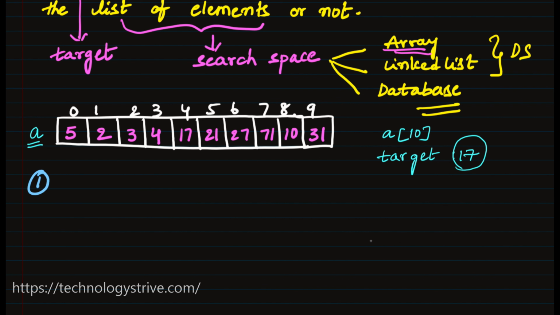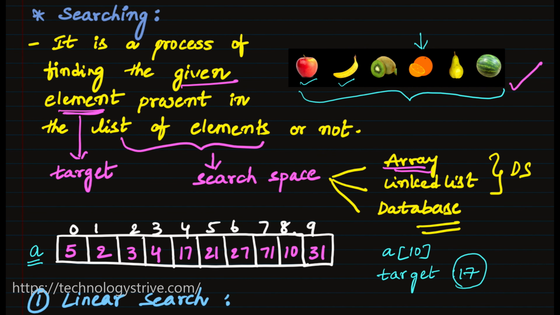The first algorithm is linear search. We have already seen in the game how the search happens. We go and open each cup and see what fruit is inside, right? So one after another we are checking. First we checked the first fruit, then we went to the next fruit, and then the next, and finally we found the desired fruit, which is orange, right?